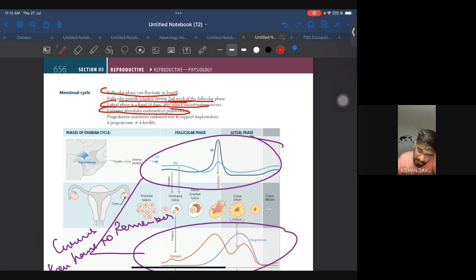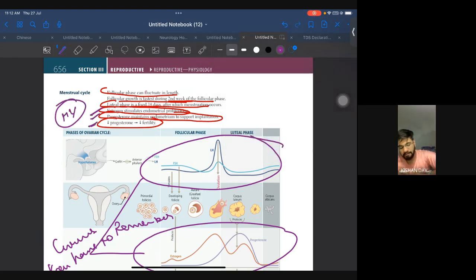Estrogen stimulates endometrial proliferation. Progesterone maintains endometrium to support implantation. Decrease in progesterone, decrease in fertility. Okay, so from this, the last 3 points are high yield. Even in a question regarding progesterone, if they want you to assess the fertility of a girl, you will be checking for progesterone level.